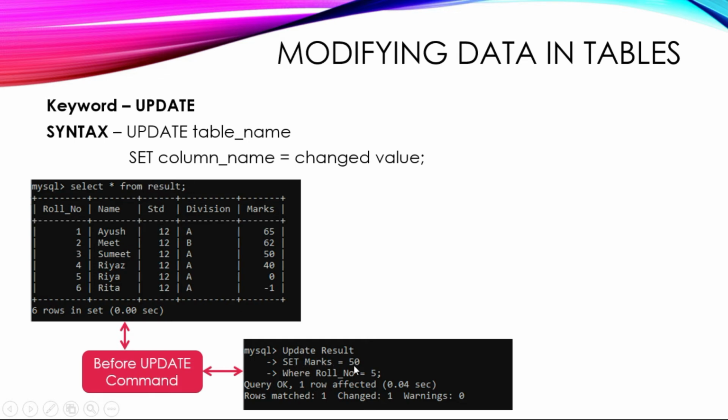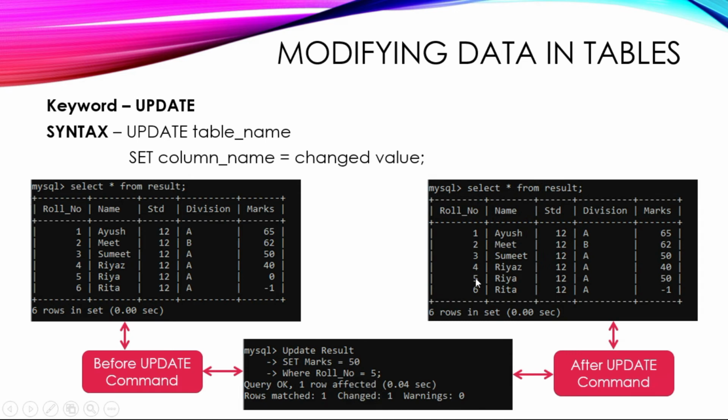What do I have to do? I have to make marks 50. Where roll number equals to 5. The one whose roll number is 5, their marks should change from 0 to what? 50. So here after the update command you can see the output: roll number 5's marks has been updated with 50. Here you can see the marks before updation is 0 and after updation the marks has been modified to 50. So this is how you can change a particular value of the table.